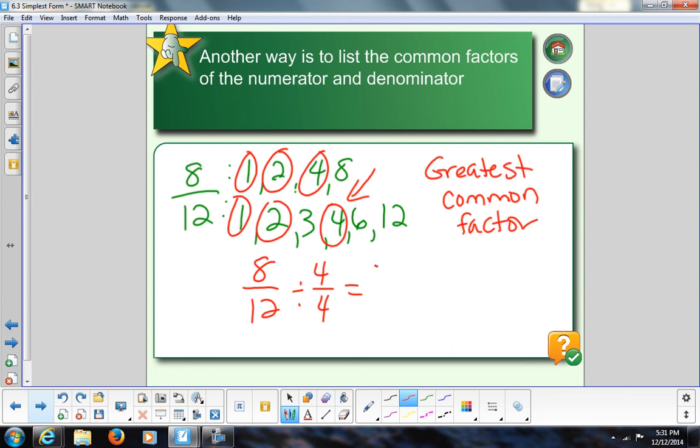I just made myself a liar. 8 divided by 4 is 2. 12 divided by 4 is 6. Okay, so I lied. I'm not going to go with just the greatest common factor, but I might have to do it more than one time. So then I'm going to have to divide by 2 here as well, right? Because 2 and 6 are common. And that would be 1/3.